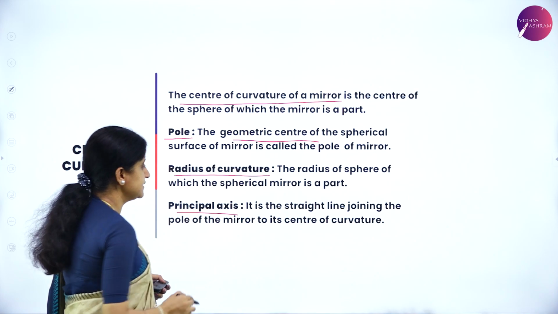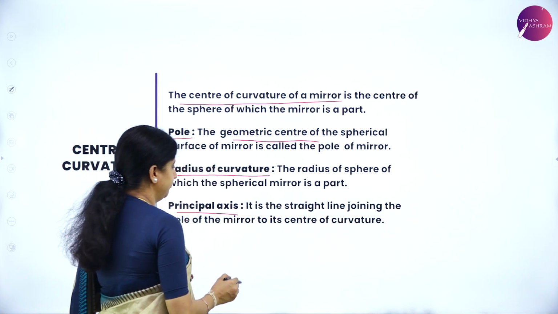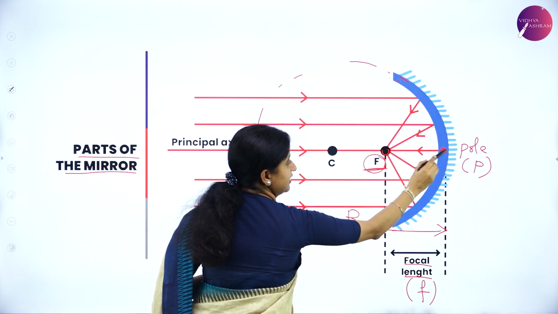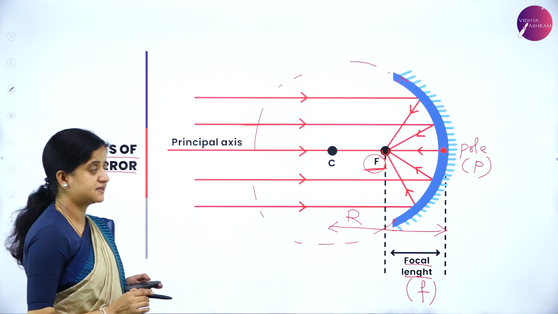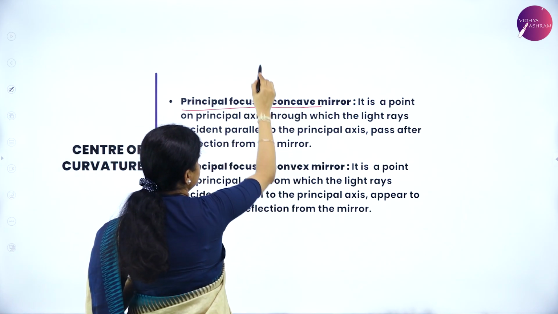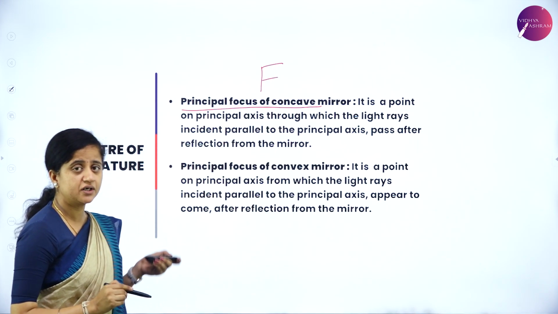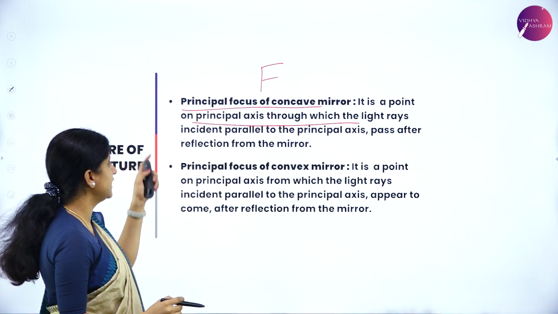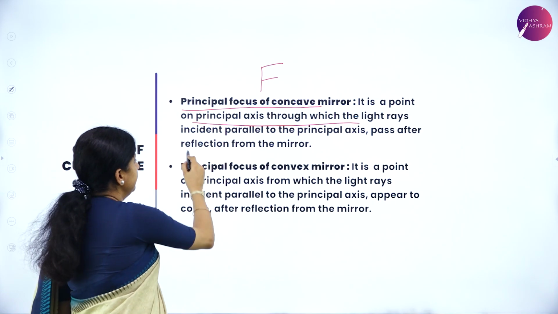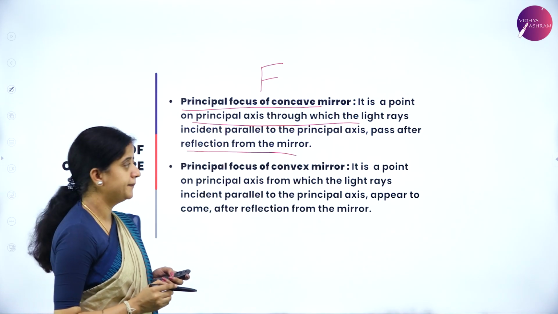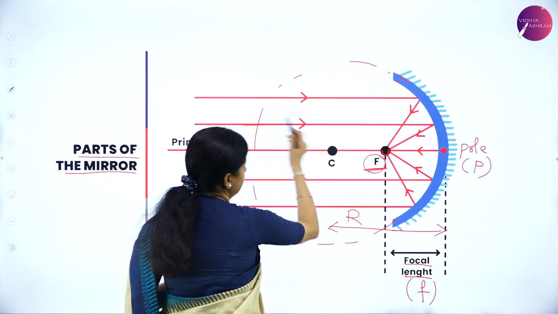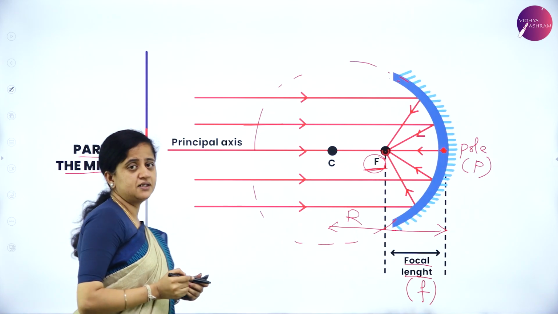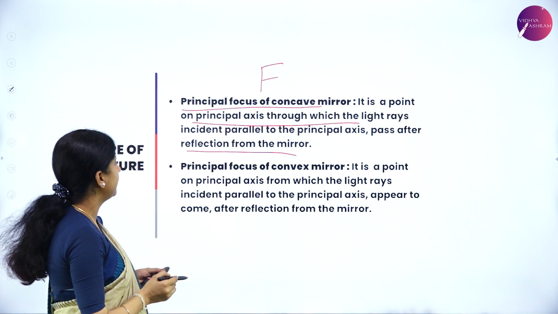And next we have the principal axis. It is the straight line joining the pole of the mirror and the center of curvature. You can see here the straight line which is joining the center of curvature and the pole, we'll call it the principal axis. Next is the principal focus of a concave mirror, denoted by capital F. It is a point on the principal axis through which the light rays incident parallel to the principal axis pass after reflection from the mirror. You can see this point. After reflection, the rays pass through this point, so it is called the principal focus.